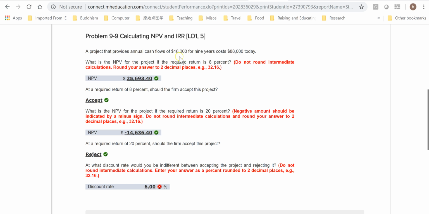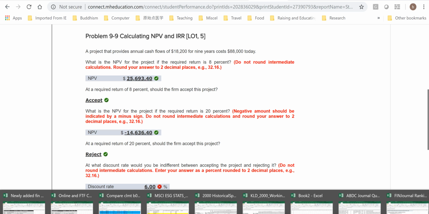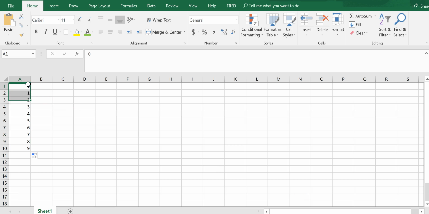To get the IRR, we can use Excel. Let me start from scratch. Just year 0 and 1, and pull all the way down to year 9.